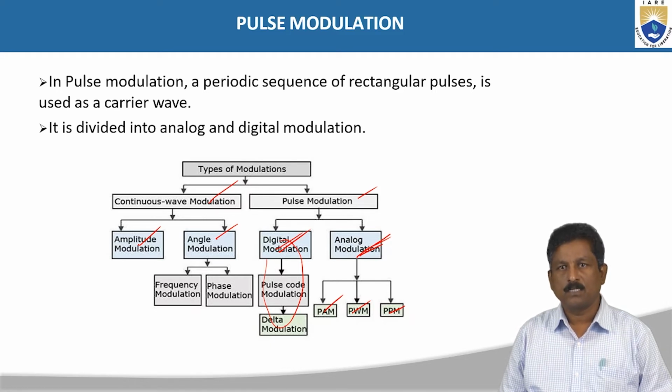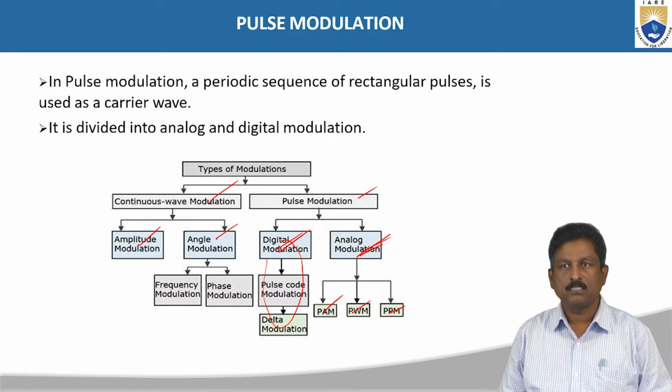Then pulse width modulation: the width of the pulse is varied according to the instantaneous strength of the modulating signal. Then it is called pulse width modulation. Then pulse position modulation: the position of the carrier pulse, it may be leading edge position or trailing edge position, is varying according to the instantaneous value of the modulating signal.